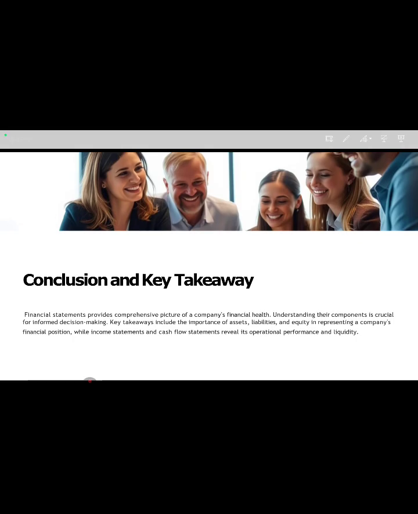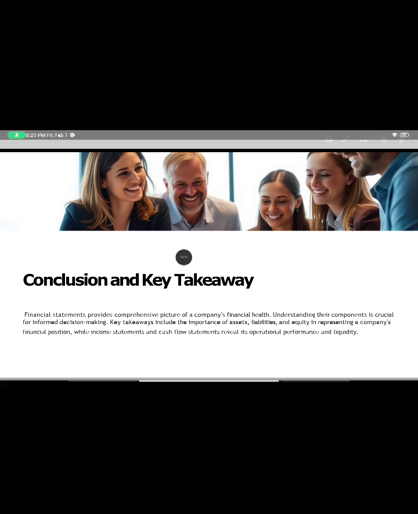I hereby conclude that the financial statement provides a comprehensive picture of a company's financial health. Understanding its components is crucial for informed decision making. The key takeaway includes the importance of assets, liabilities, and equity in representing a company's financial position, while the income statement and cash flow reveal its operational performance and liquidity.